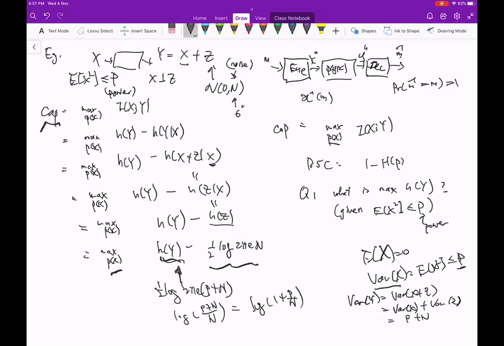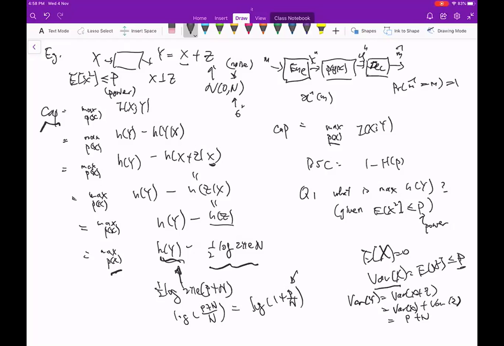I'm sorry, this notation confused you, but I try to stick with the standard notation. This small p here is not probability; it's just power. When you send something through the channel, you can specify how much power you're using for the signal, right?